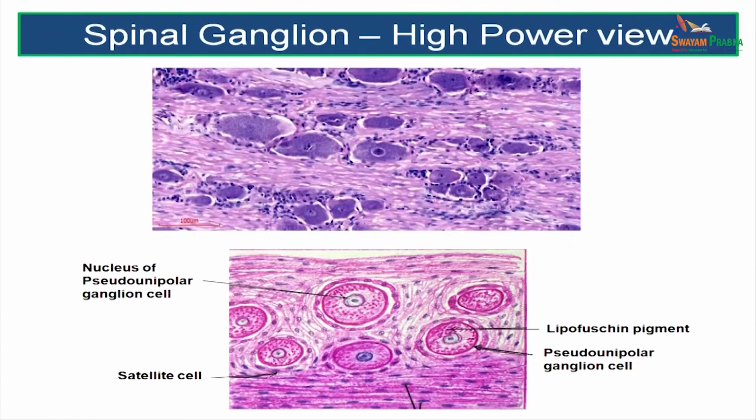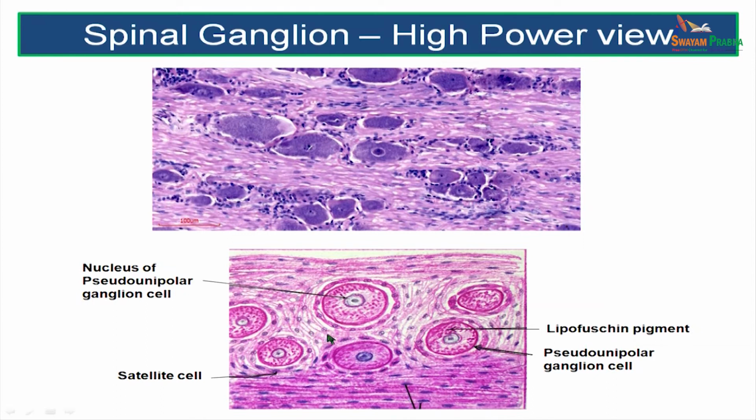If you look at a high power view of the spinal ganglion, you see each nerve cell has a large shape, ovalish or round, with a central spherical nucleus and a very well defined layer of satellite cells. Do you remember the satellite cells? These are the supportive neuroglial cells of the peripheral nervous system.